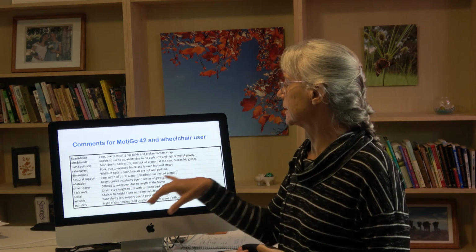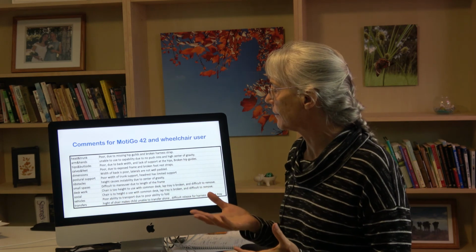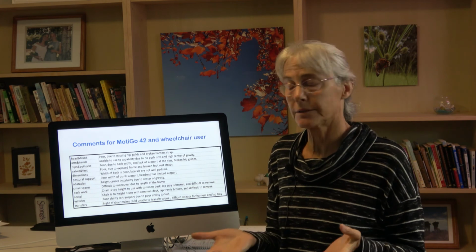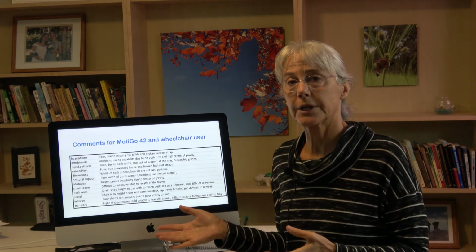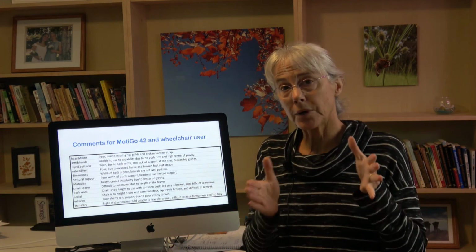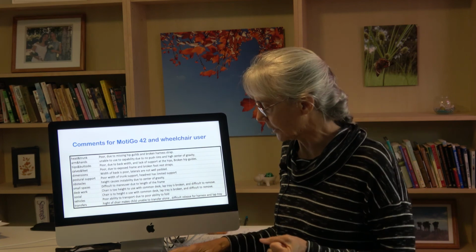The height causes instability. It's difficult to maneuver due to the length of frame. Chair is too high for a common desk, and in this particular case, the tray was broken. And it's hard to transport, and it's hard to transfer in and out of. But like I said, this is just one Modi Go and its user. To say anything about Modi Gos in general, you'd have to do a study with at least 30 chairs.